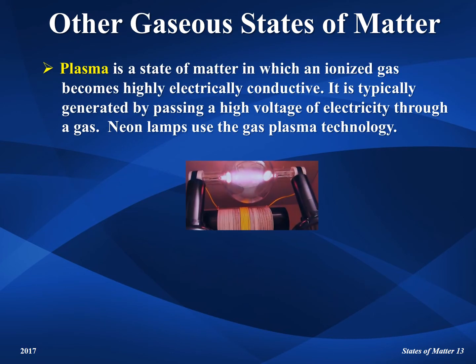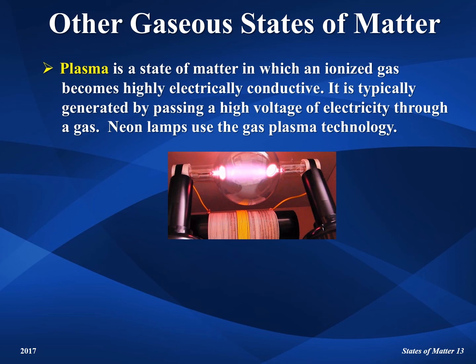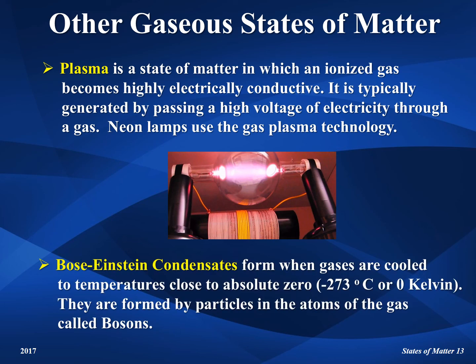There are two states of matter related to the gas state. Plasma is a state of matter in which an ionized gas becomes highly electrically conductive. It is typically generated by passing a high voltage of electricity through a gas as shown in the photo. The neon lamps used in brightly lit signs use the gas plasma technology. Another case of a gas becoming another state of matter is the Bose-Einstein condensates. These condensates form when gases are cooled to temperatures close to absolute zero, which is also known as 0 Kelvin. Absolute zero is -273 degrees Celsius. These condensates are particles in the atoms of the gas, which are called bosons.